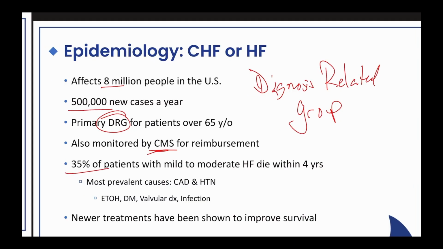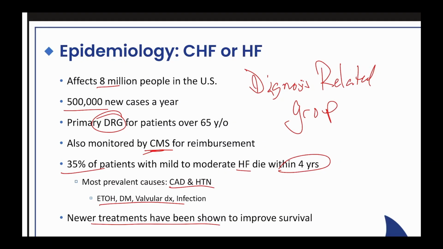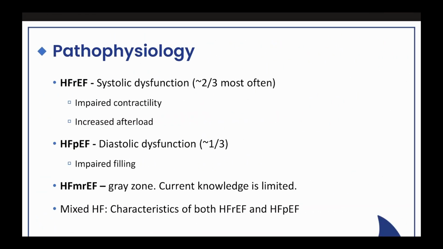35% of patients with mild to moderate heart failure will die within 4 years. The most common causes are CAD and hypertension. Some other causes include alcohol abuse and diabetes. We learned about diabetes before. Remember, it has macrovascular complications as well as microvascular. This is a macrovascular one dealing with the coronary arteries. And obviously, all new treatments have been shown to improve survival. That's why it's very important that you treat these patients very, very well.